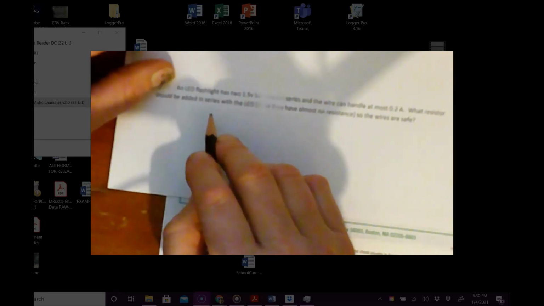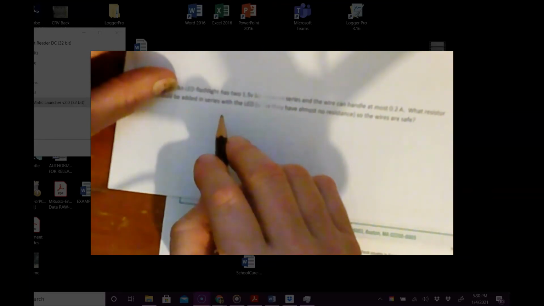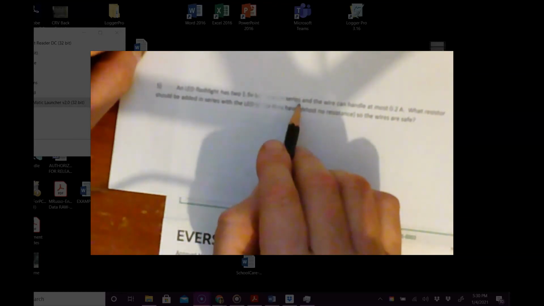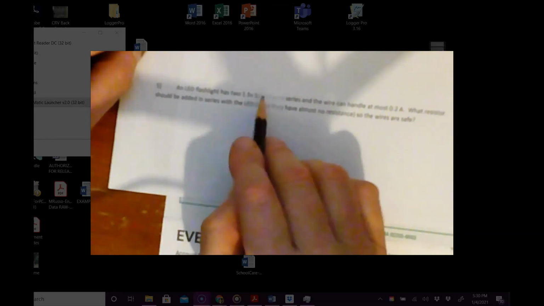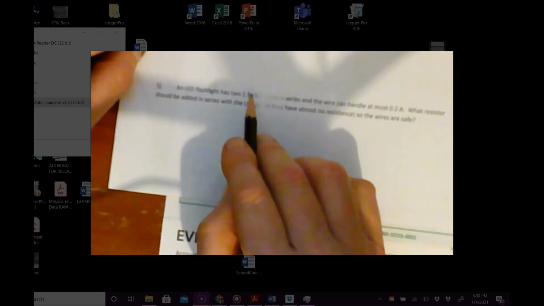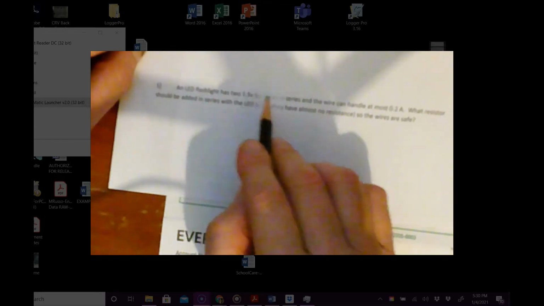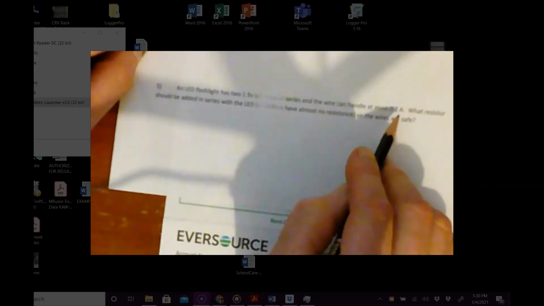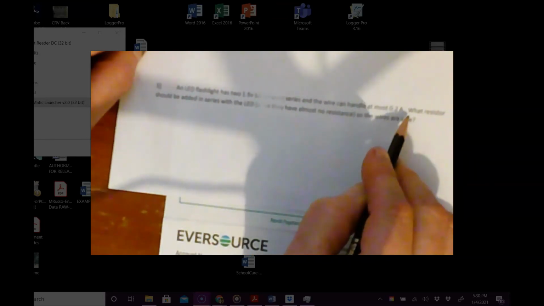An LED flashlight, oh, do I know the symbol for an LED? I believe I do. Has 2 1.5 volt batteries in series, and the wire, 1.5 volt, those are A cells, AAAs, AA's, C's, D's, all those are 1.5 volts. And usually they're stacked on each other, which means series. The wire can handle at most 0.2 amps.